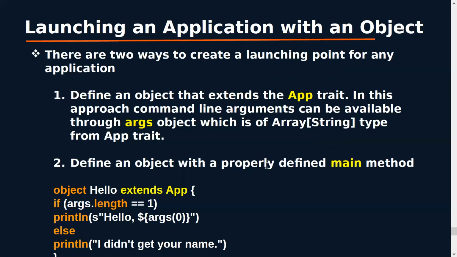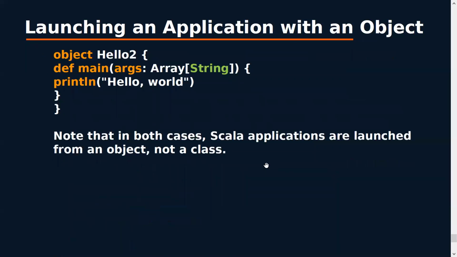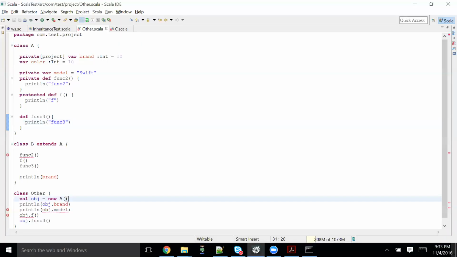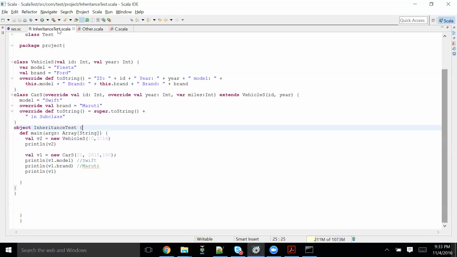So launching application, we have already seen this. If you want to run anything as a Scala application, there are two ways that I told you. One way is that you write your object. Sorry, I was making a contradictory statement. You have to write an object, and inside that, write a main method. This way, you can run this.